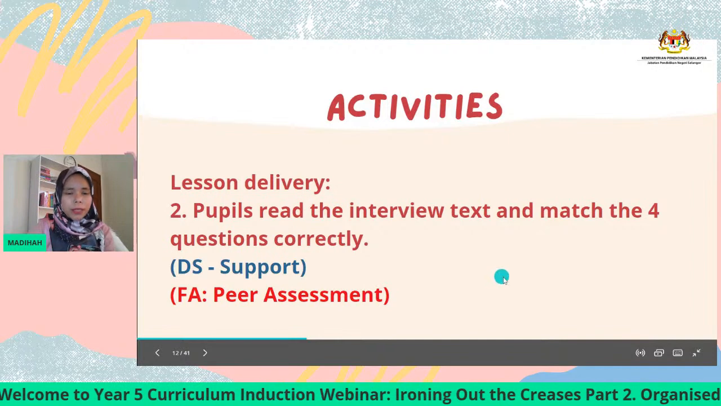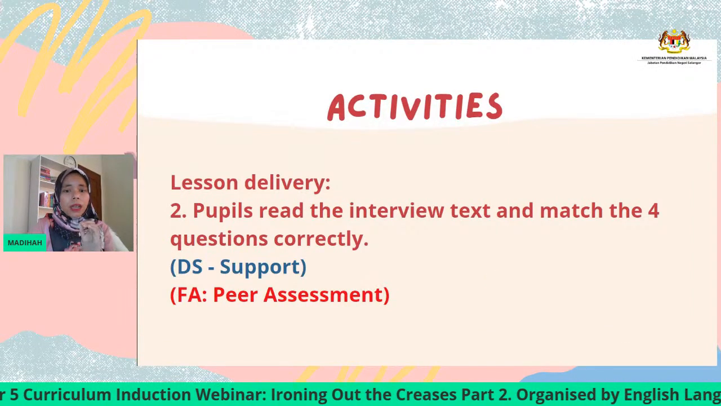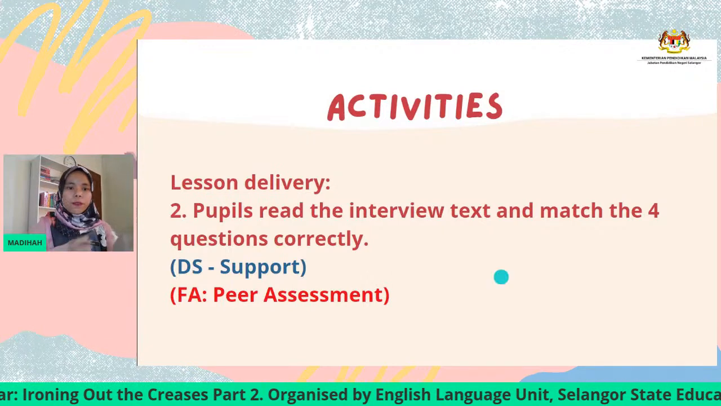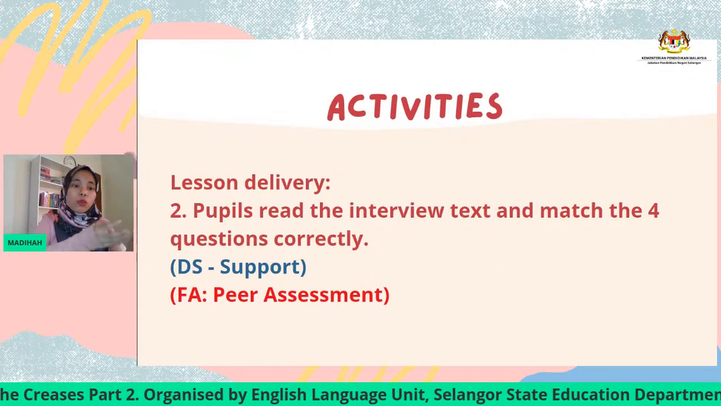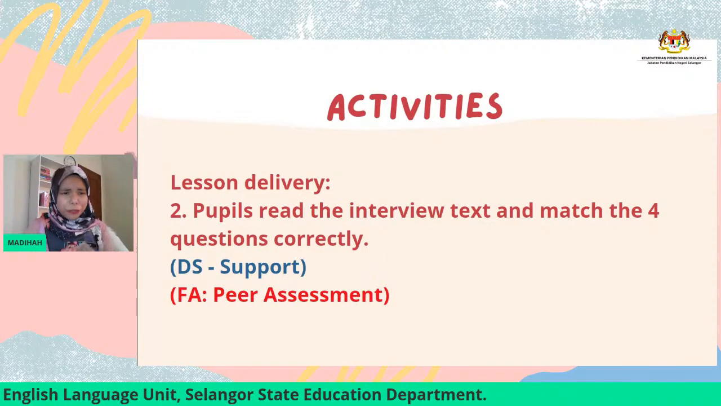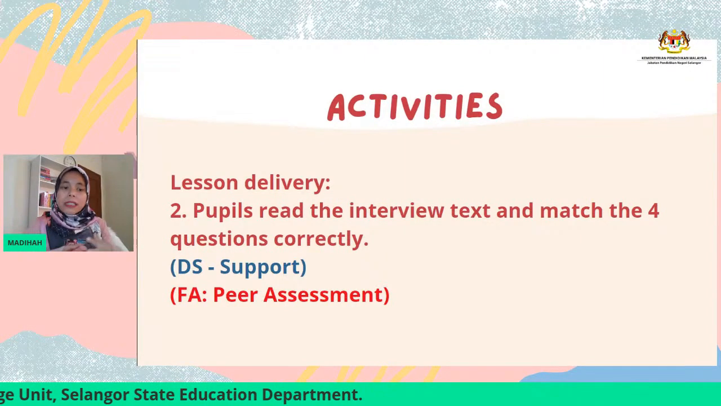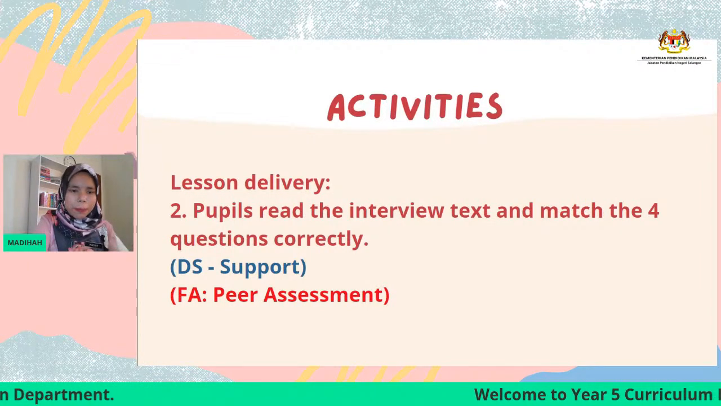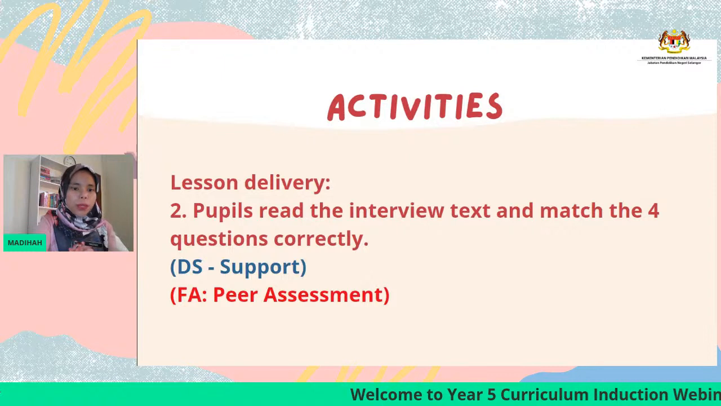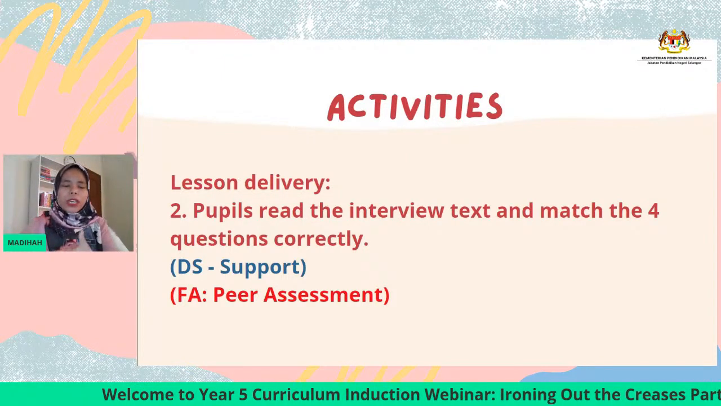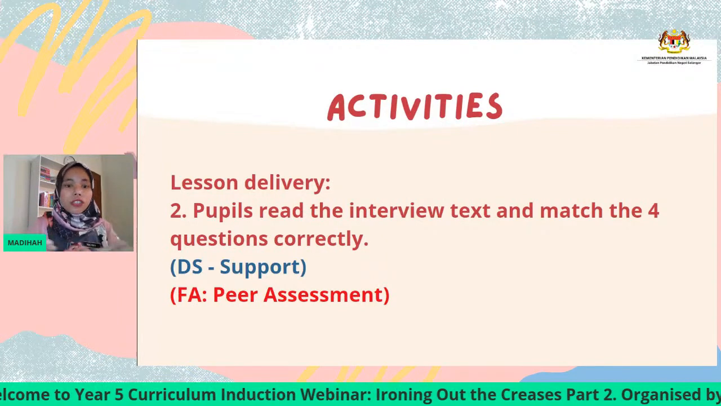In this Activity 2, pupils will be reading the interview. We have groups of students, probably the most proficient ones and the less proficient ones. Differentiation by support means that the most proficient students can be independent and read the interview text without help. For the less proficient ones, maybe we can provide them with a sentence strip.